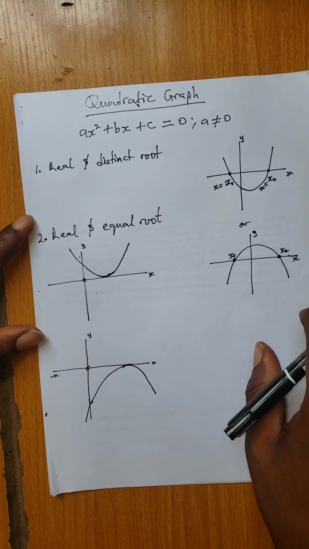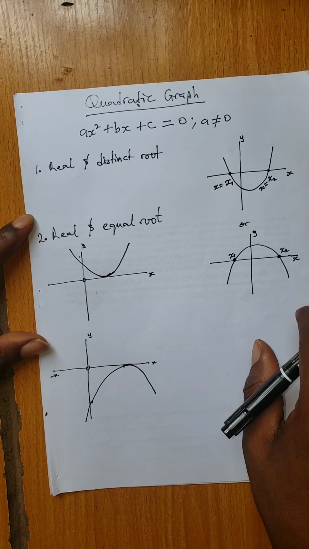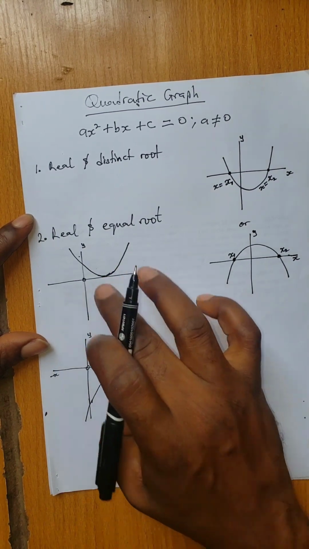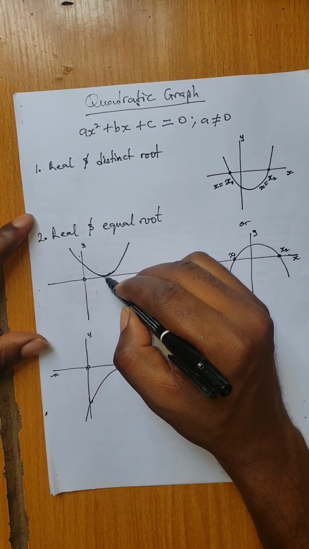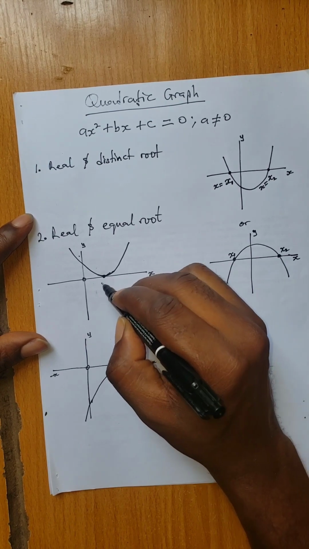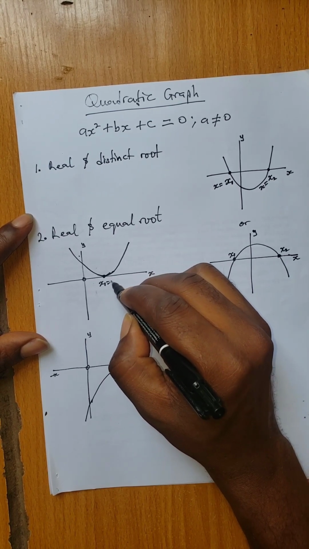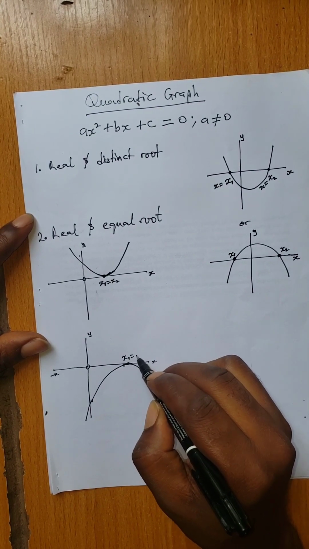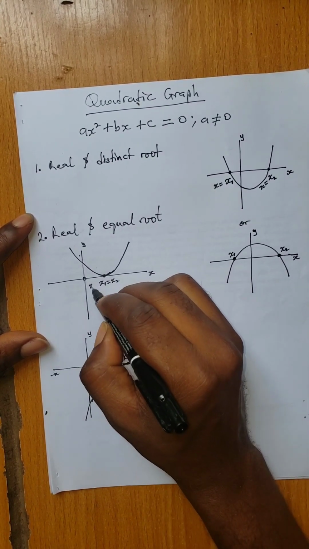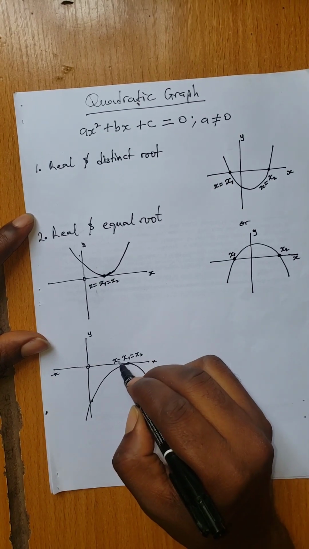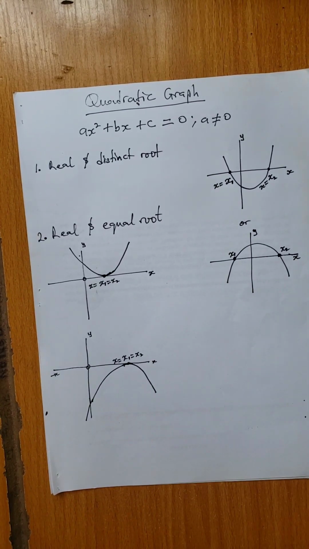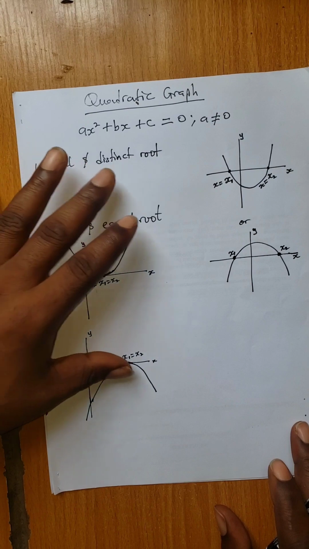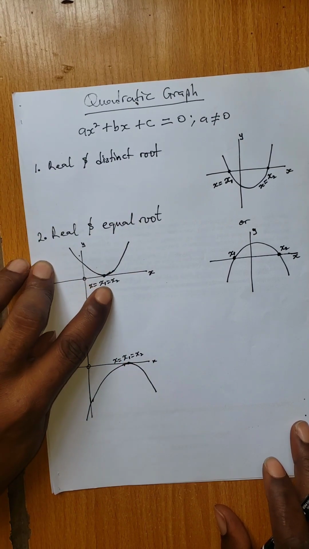Now, how are we going to get our solution if we have a graph of this nature? The value of x at the point of contact, x1 equals x2, so x gives us x1 and what? x2. So here in real and equal roots, the two roots will be the same value.